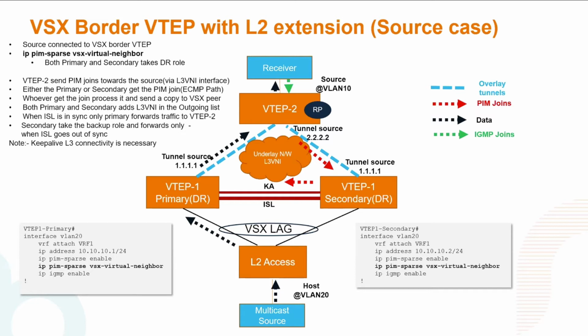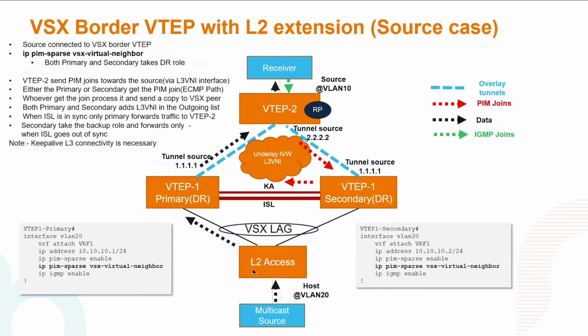For this reason, for syncing and all, keepalive L3 connectivity is preferably required, and it is better to have point-to-point keepalive connectivity, because the PIM messages are synced using those L3 connectivity links. That is how it works when you have a source connected to the L2 access.